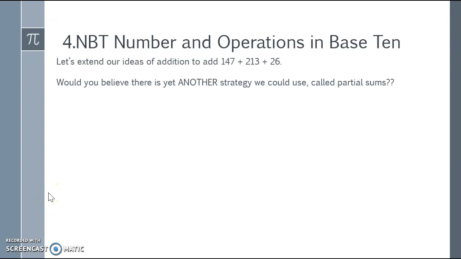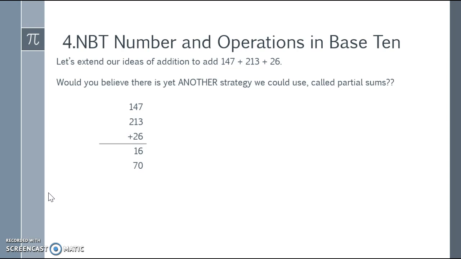Would you believe there is yet another strategy we could use called partial sums to add? So let's add 147 plus 213 plus 26 using partial sums. When I add 7 plus 3 plus 6, I get 16. Notice I did not carry the 1 where we typically would carry in our traditional algorithm. Then I move to my tens. 40 plus 10 plus 20 gives me 70.